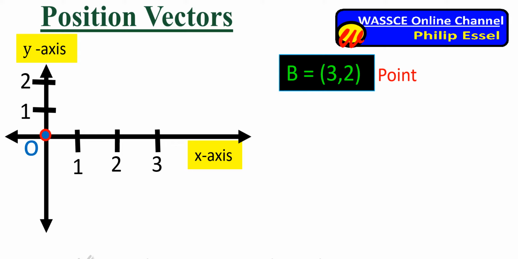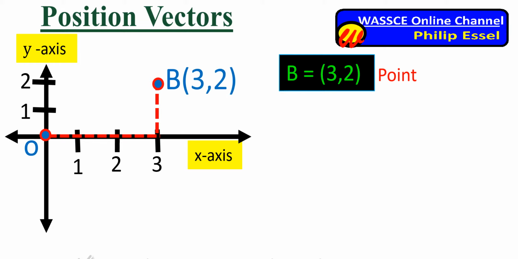Now, to arrive at the point B, we first have to move 3 units on the x-axis because the x-coordinate is 3. So let's quickly move 3 units on the x-axis. We will then move 2 units on the y-axis. So we are now at our destination point. So we are going to put the point B at that particular location.